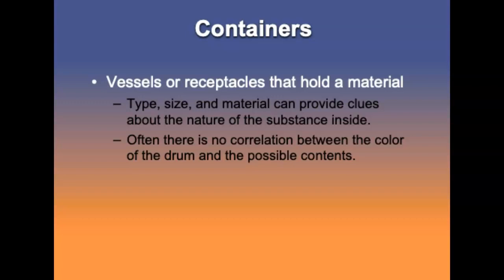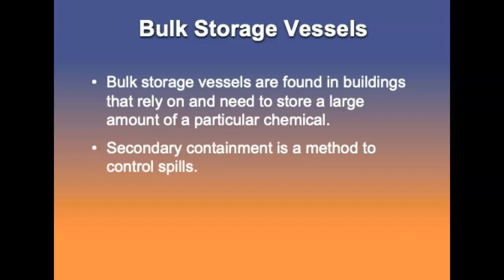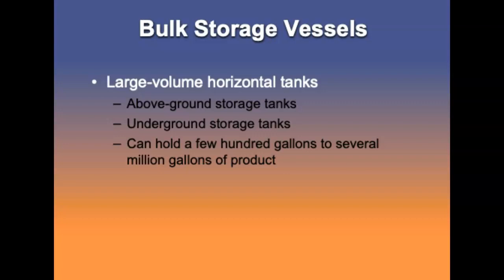When it comes to bulk storage vessels, these types are fixed tanks, highway cargo trucks or rail tank cars, also totes or intermodal tanks. They're found in buildings that rely on and need to store a large amount of a particular chemical. And there's secondary containment, an engineered method that controls spilled or released product if the main containment vessel fails. Then there are large volume horizontal tanks. They're common. They're referred to as above ground storage tanks and also underground storage tanks. They can hold a few hundred gallons to several million gallons of product, and they're usually made of aluminum, steel, or plastic.